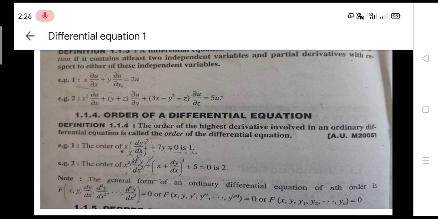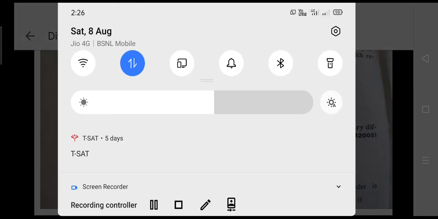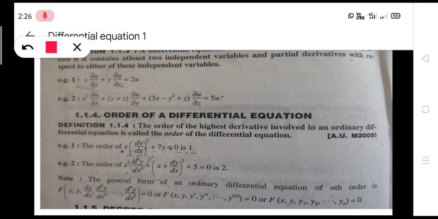A differential equation is said to be a partial differential equation if it contains at least two independent variables and partial derivatives with respect to these independent variables. For example, x into dou u by dou x plus y into dou u by dou y is equal to u.